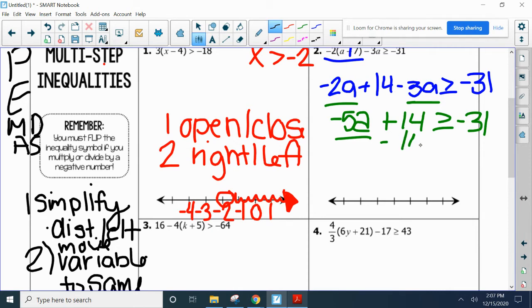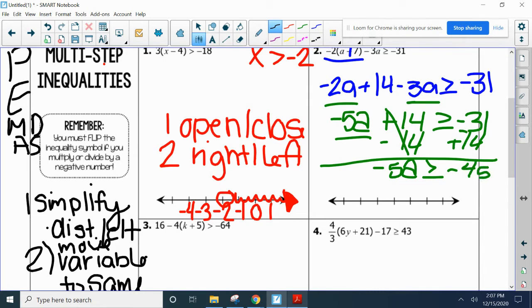Okay, now I have a regular 2-step inequality, so I can go ahead and get rid of my addition first before my multiplication. So this cancels, and we have negative 5a is greater than or equal to negative 45, because this is plus a negative, and 2 negatives added together is going to make a bigger negative.